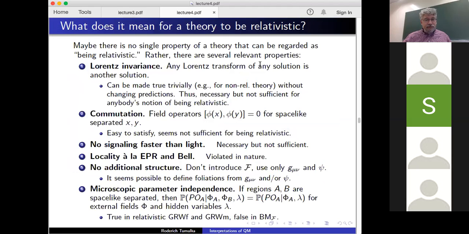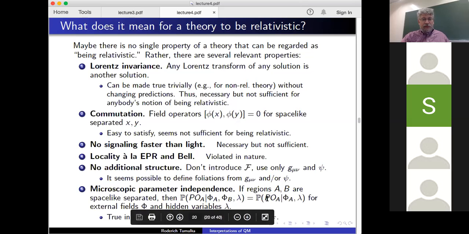How does this microscopic parameter independence fail in Bohmian mechanics, and is this really a problem? I mean, is this really a desirable quality or not? Okay, so here PO means the primitive ontology in region A. The primitive ontology in Bohmian mechanics means the particle trajectories, the world lines.